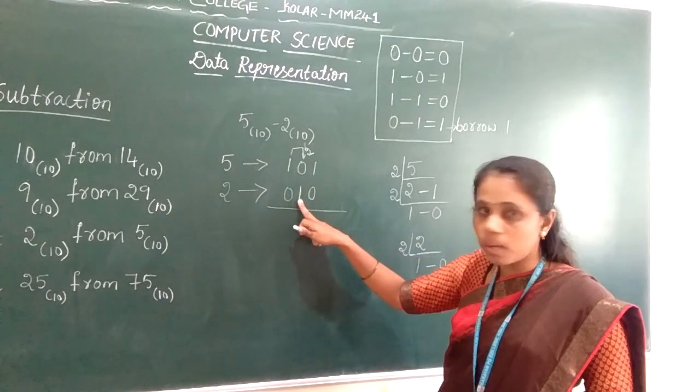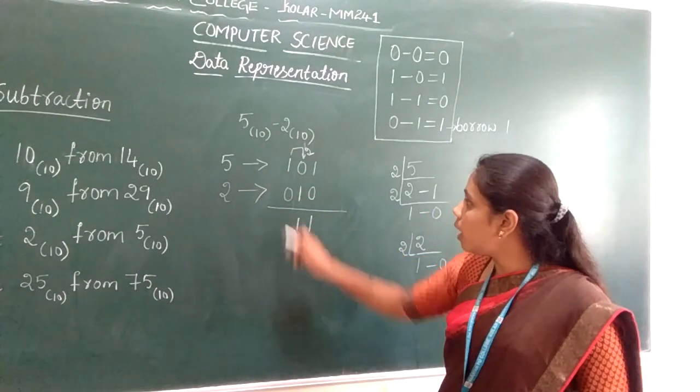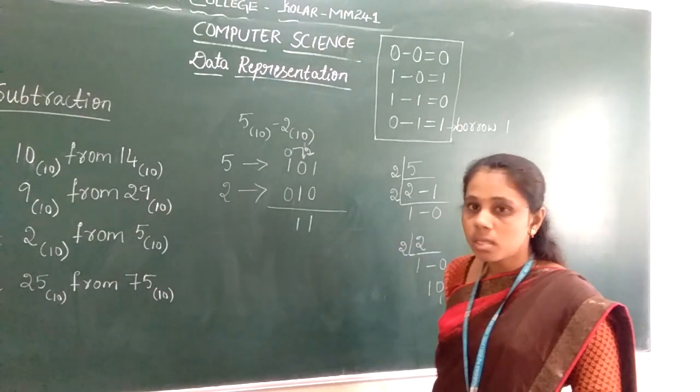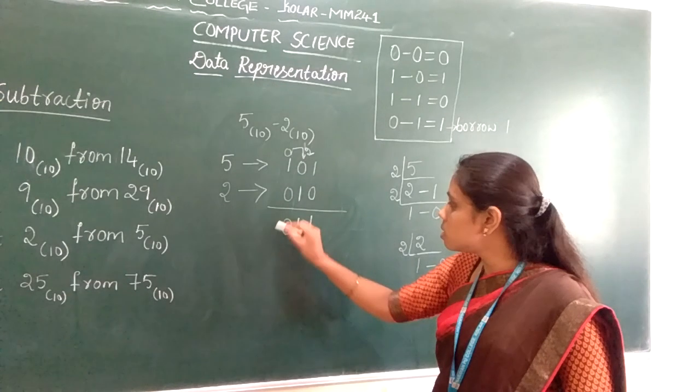2 minus 1 will be 1. And when we borrow, nothing will be left here, it will be 0. So 0 minus 0 is 0.